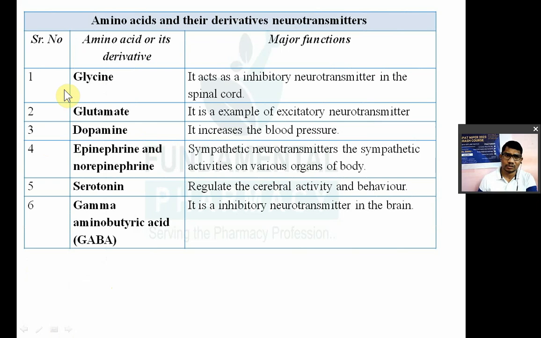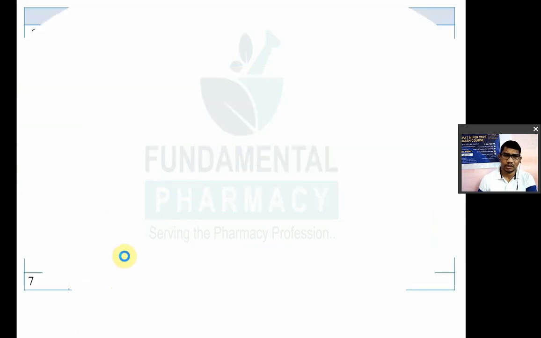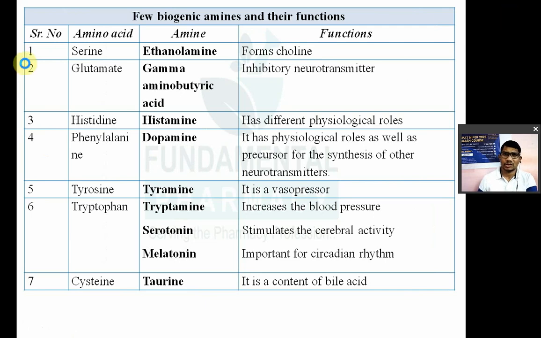Glycine is a neurotransmitter, glutamate also is, which you have already seen, so we will not take this. A few biogenic amines and their function we have already seen. So serine after decarboxylation you will get ethanolamine. Ethanolamine is a storage form of choline and is also required for the phospholipids. Then glutamate.